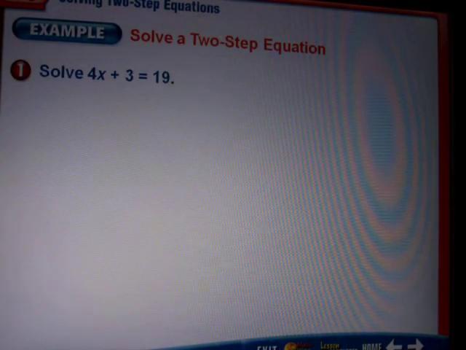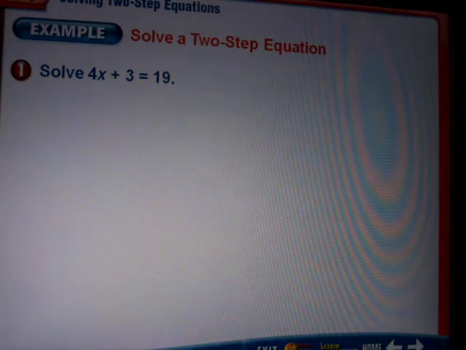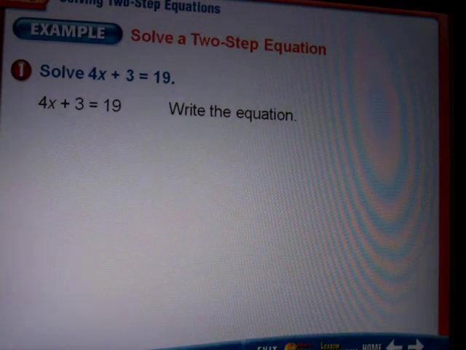So now what we're going to do is we're going to solve a two-step equation. So here we have 4x plus 3 equals 19. Now the one thing I want to do is, my number one objective always is to get the variable by itself. So I want to isolate x by itself. The first thing to do that though is I'm going to get rid of this 3.